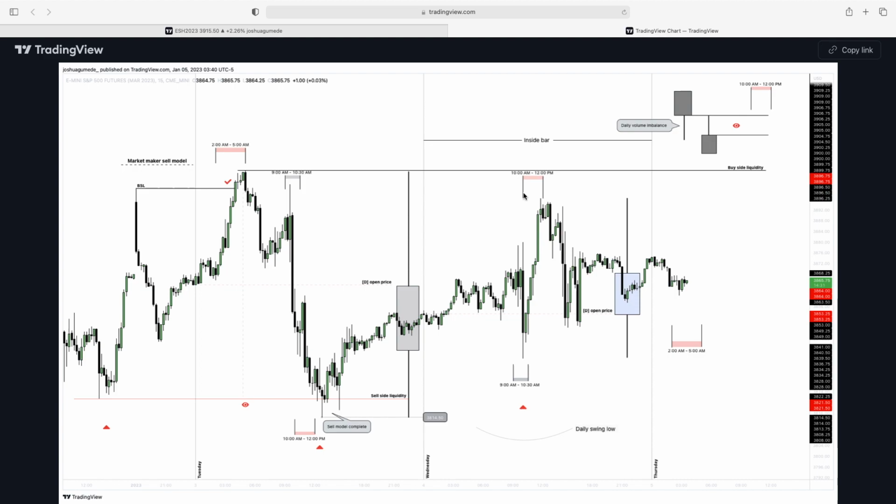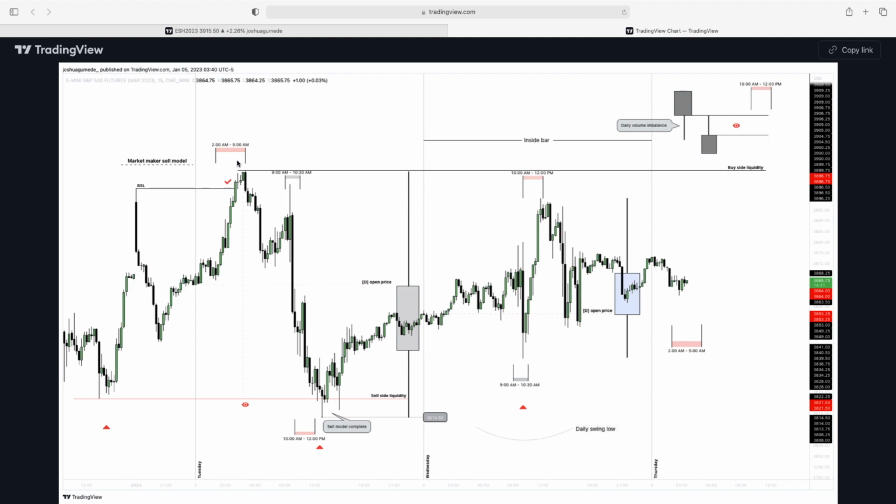So let me explain what's going on here. We had Tuesday's trading, when the market opened on the 3rd of January. Price rallied and created a high of the day between 2 and 5 for London, after taking out buy side liquidity. Smart money reversal, market maker sell model. In a market maker sell model, we know three things always happen: the original consolidation, the smart money reversal, and then the clearing of the original consolidation, which we then saw.